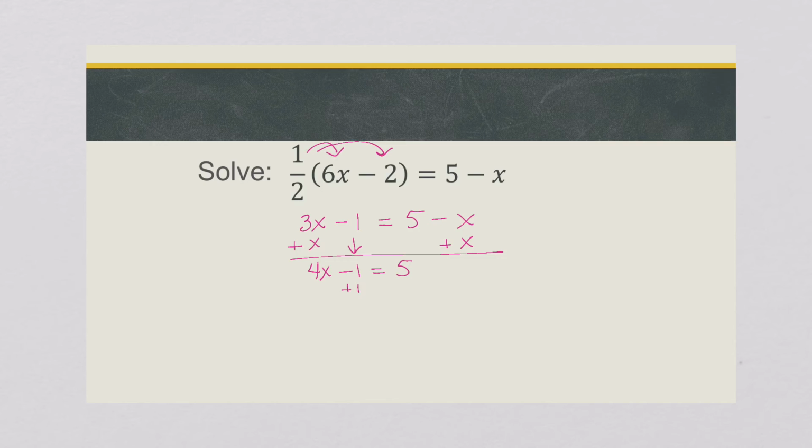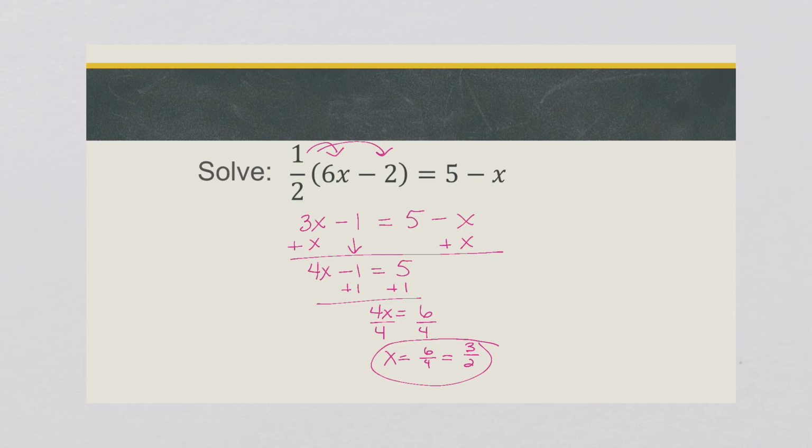So I'm going to add 1 to both sides. So I get 4x is equal to 6. Divide both sides by 4. X is equal to 6/4, which is the same thing as 3/2. You always need to reduce your fractions.